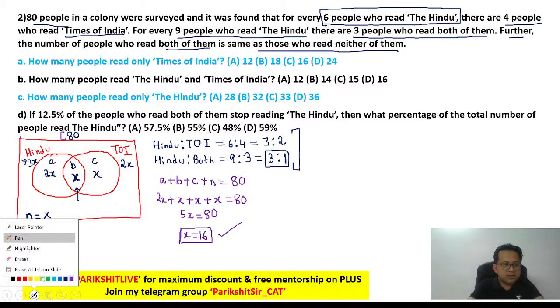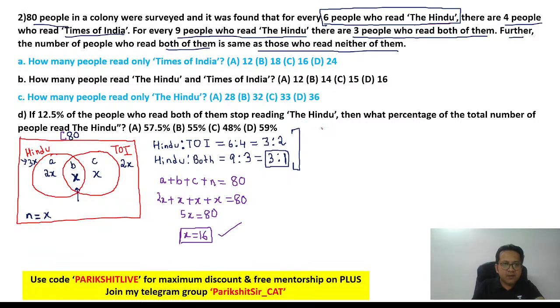Right? So let's go to the questions. Number 1, part A. How many people read only Times of India? Only Times of India. The word only is used. Only is C. What is C? C is X. What is X? X is 16. So your first answer is 16.